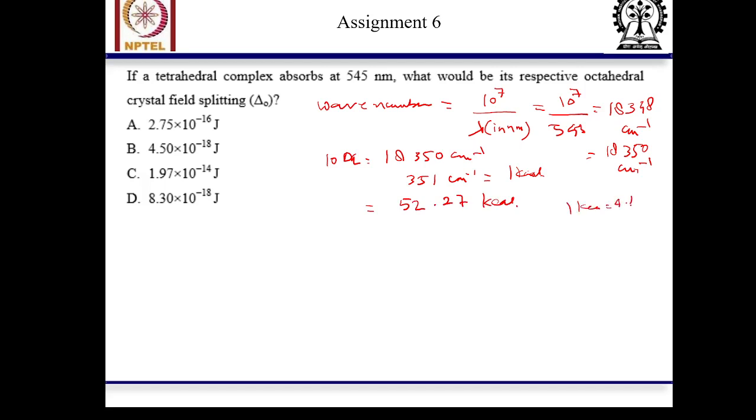Now we have to calculate from kilocalorie to kilojoule. 1 kilocalorie is 4.18 kilojoule, so we multiply 52.27 by 4.18. It is 218.48 kilojoule. Right? Now this is the crystal field splitting energy, this is delta T. So what is delta O? Delta O will be 9 by 4 into delta T. So it will be 218 multiplied by 9 divided by 4, which is 490.5 kilojoule.